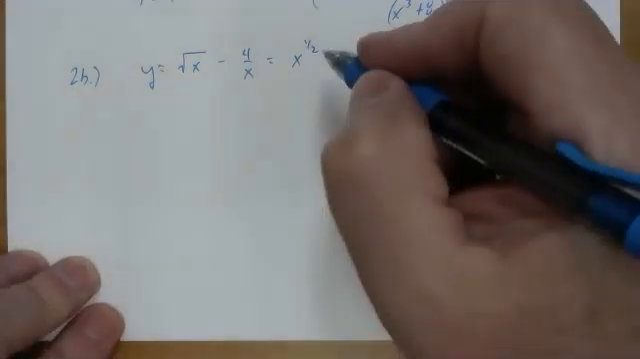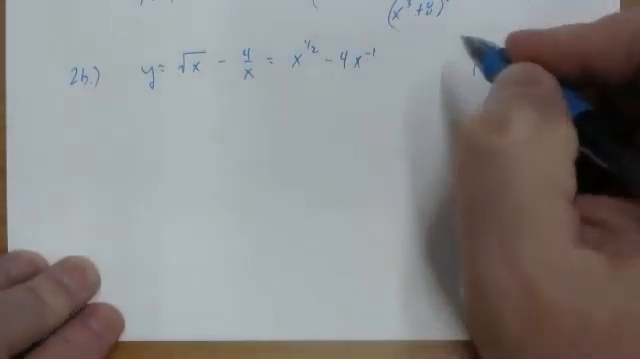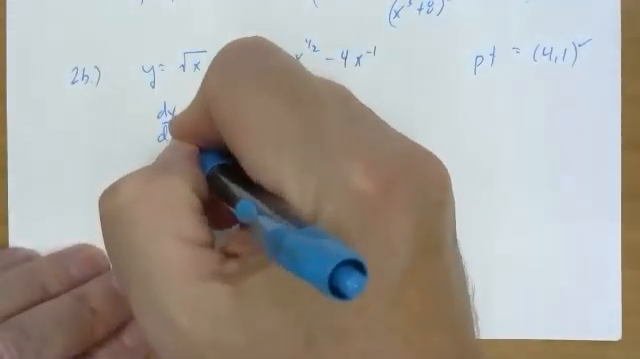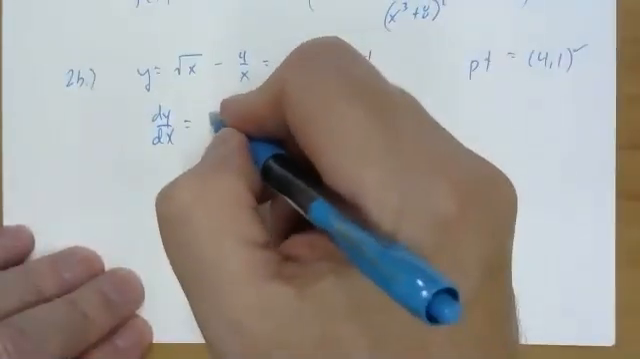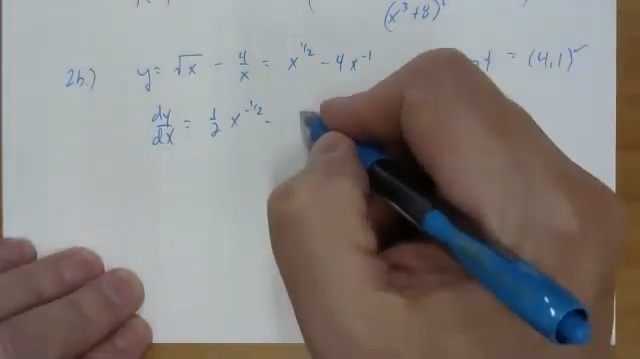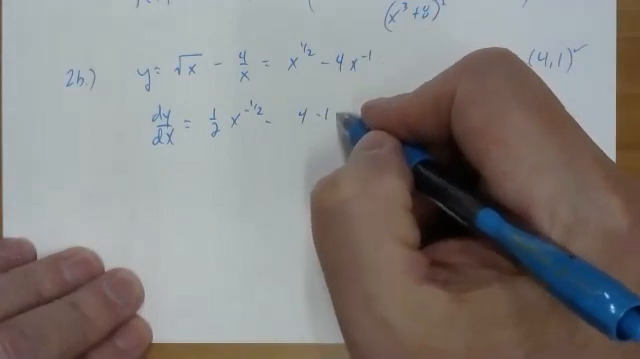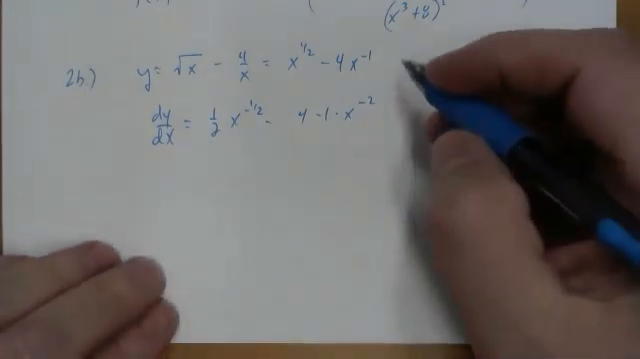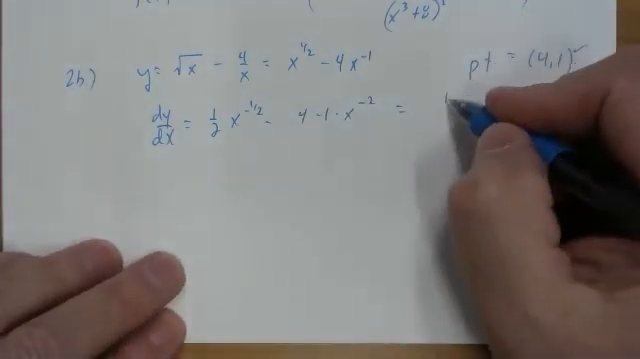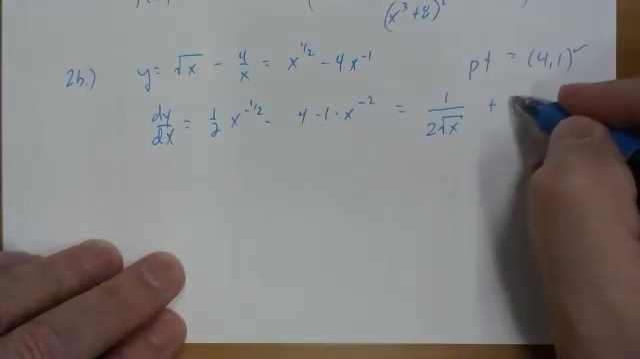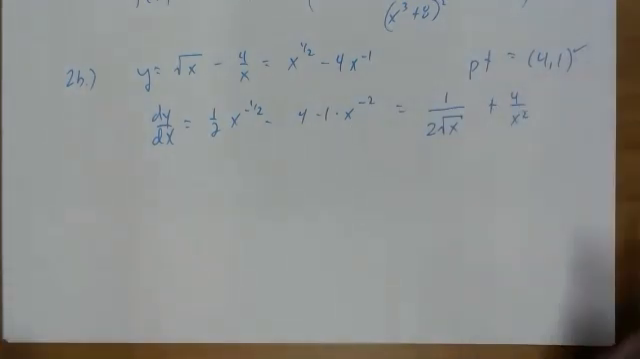Of course, I can't take the derivative of this quite yet without rewriting it. Square root of x becomes x to the 1/2 minus 4x to the minus 1. So now I can take derivative of this. 1/2 x to the negative 1/2 minus 4. The negative 1 comes in front. So if I clean this up a little bit, 1/2 square root of x plus 4 over x squared. So that's the equation for the derivative.